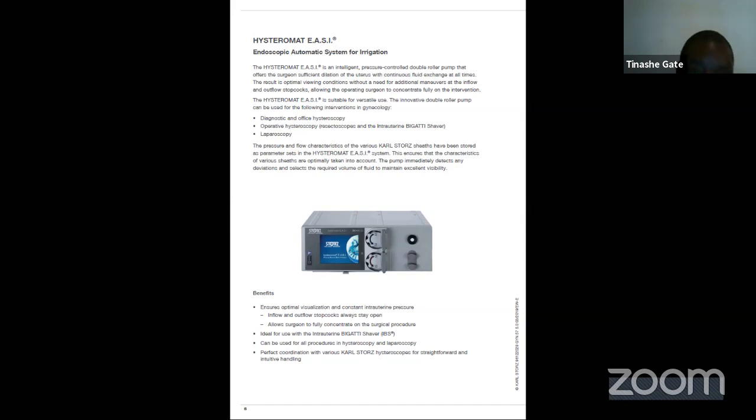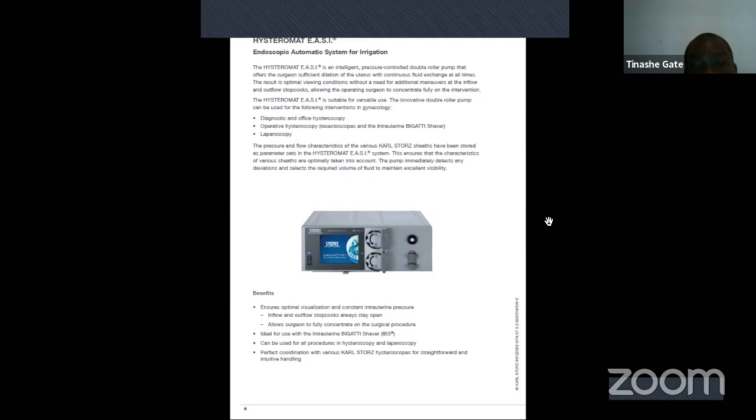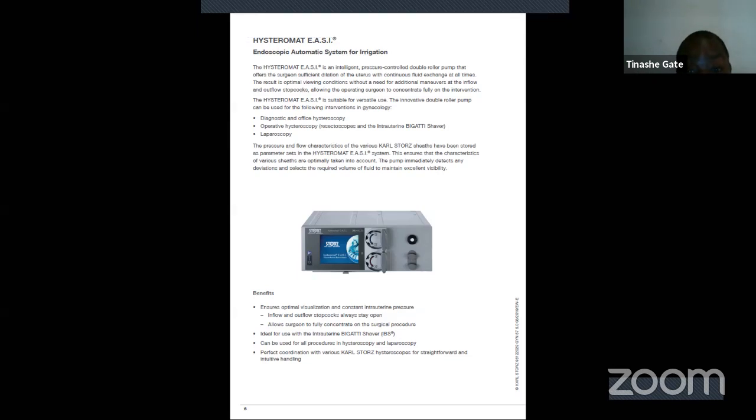So this is a Hysteromat Easy. It's an irrigation system, as you can see. It came out quite recently, I would say about 2017. It's a new system. I don't think anyone has it yet here in Zimbabwe. We're working on it. As you can see, it's a pressure controlled double roller pump that offers the surgeon sufficient dilation of the uterus and continuous fluid exchange at all times. Keyword is at all times. The result is optimal viewing condition without the need for additional maneuvers at the inflow and outflow stopcocks, allowing the surgeon to concentrate fully on the intervention.